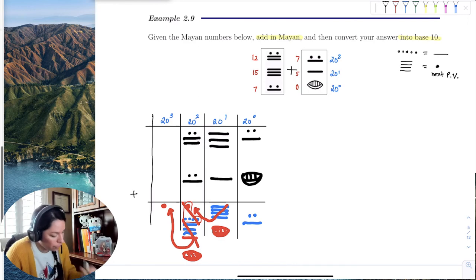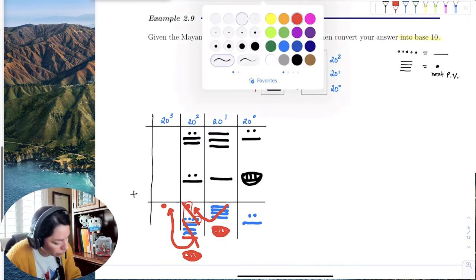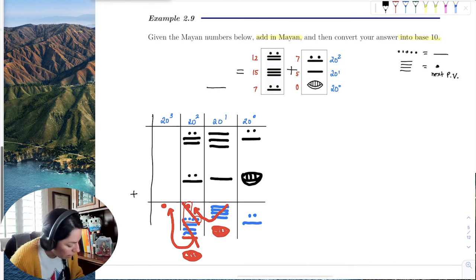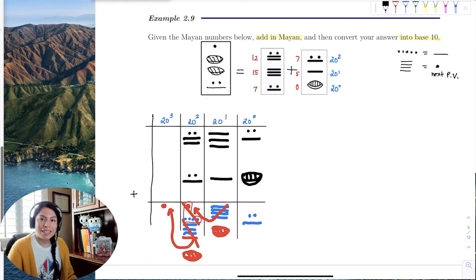So let me rewrite this vertically. So the sum of this is actually equal to, starting at the ones place, a 7, a shell, and a stone. Okay, so that's part 1, right? That is adding in Mayan. That is that symbol. So when you're adding in Mayan and keeping in Mayan, you have to keep those symbols. Those symbols are exactly how Mayans count.